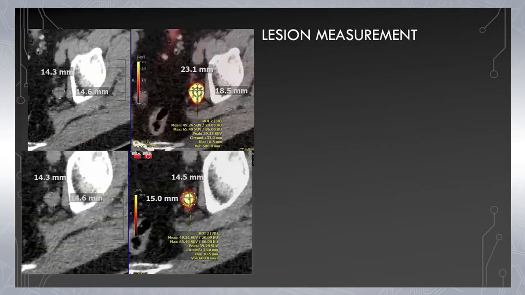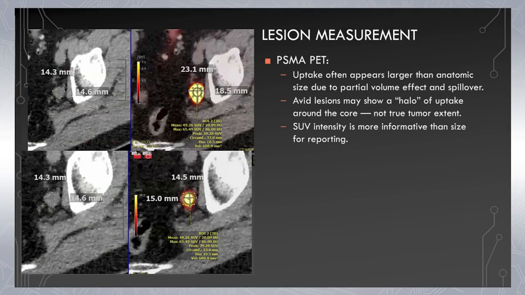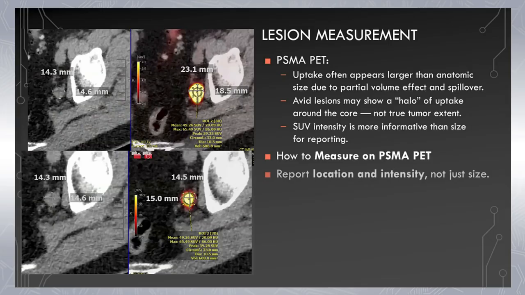Let's talk a little bit about lesion measurement on PSMA with respect to CT. Understand that on PSMA PET, uptake often appears larger than anatomic size due to partial volume effect and spillover. Avid lesions may show a halo of uptake around the core, and that's not a true tumor measurement because SUV intensity is more informative than size for reporting. So how do you measure on PSMA PET? You report the location and the intensity, but not just the size.